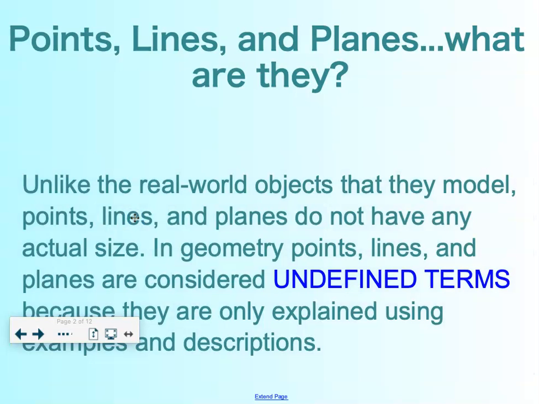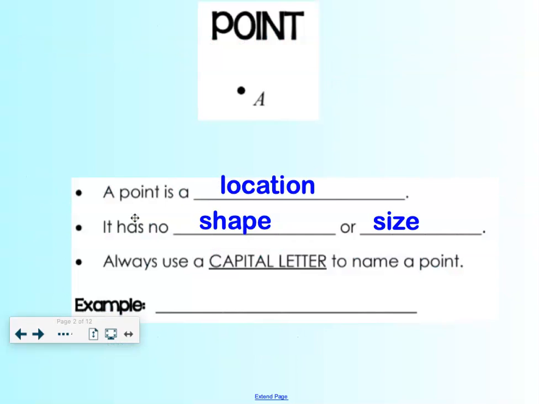Unlike the real world objects they model, they actually have no size, shape, or width. We just use them to describe other things. So we call them our undefined terms. That's how we define everything else. Okay? So just know that points, lines, and planes are undefined terms.